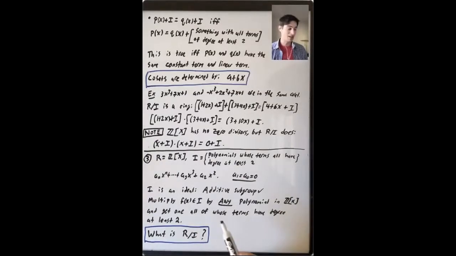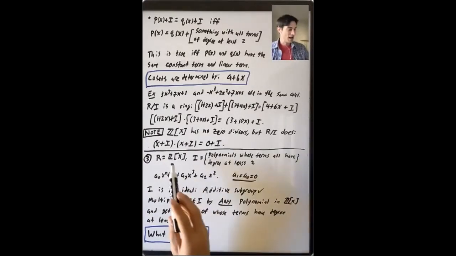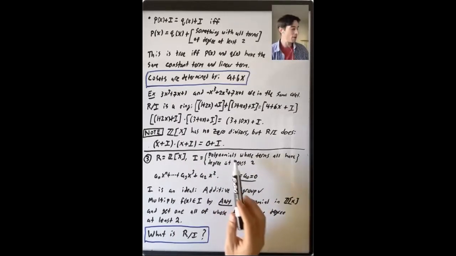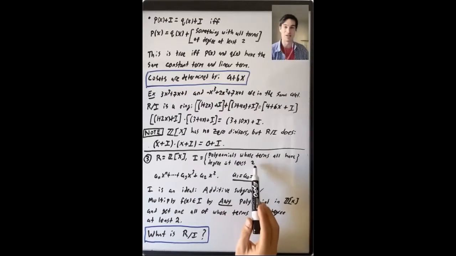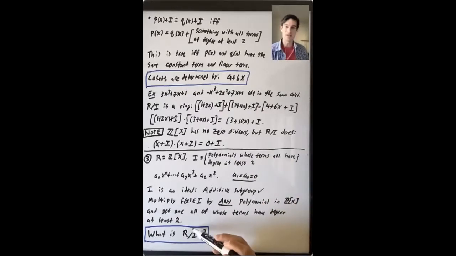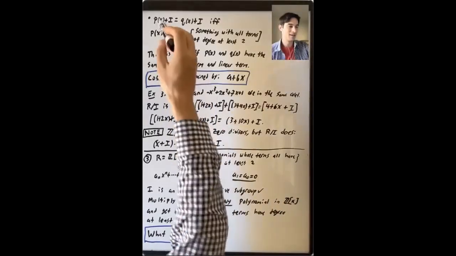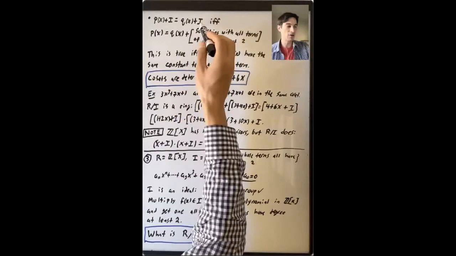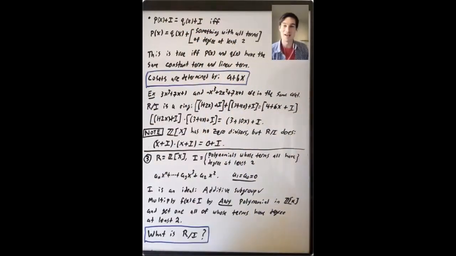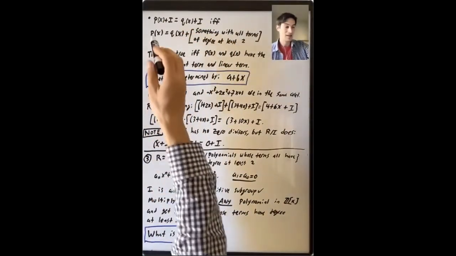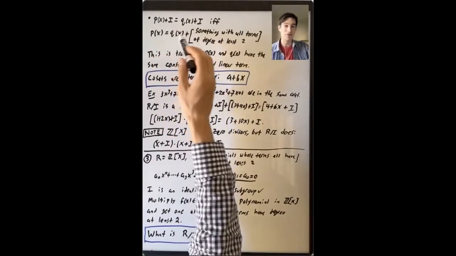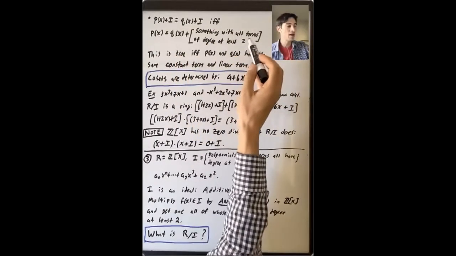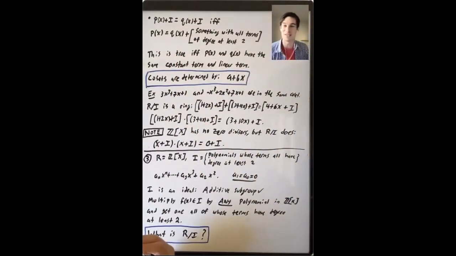Let's continue our discussion of this example. We have Z[x] modulo this ideal given by polynomials whose terms all have degree at least 2. So what do the cosets of R mod I look like? Well, when are two polynomials p(x) and q(x) in the same left coset of I? That is when p(x) is equal to q(x) plus something in I. So p(x) is q(x) plus something with all terms having degree at least 2.